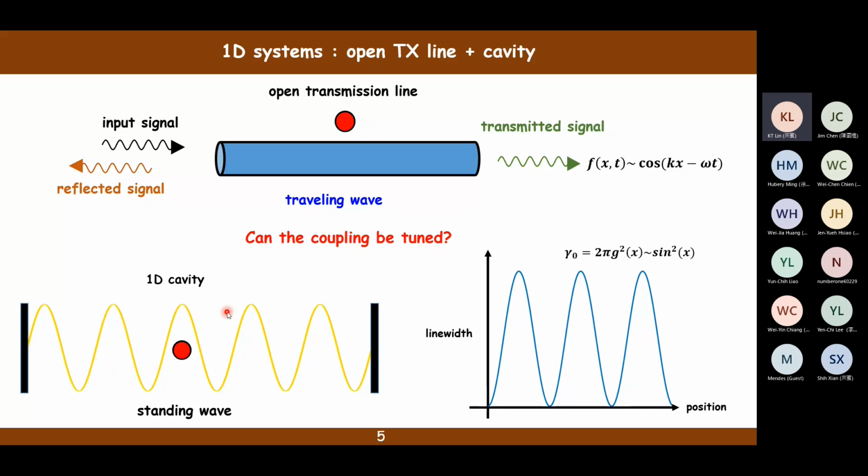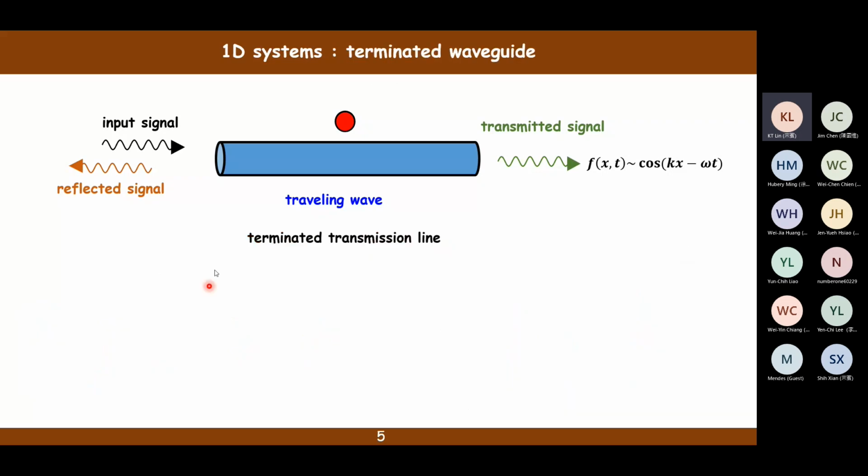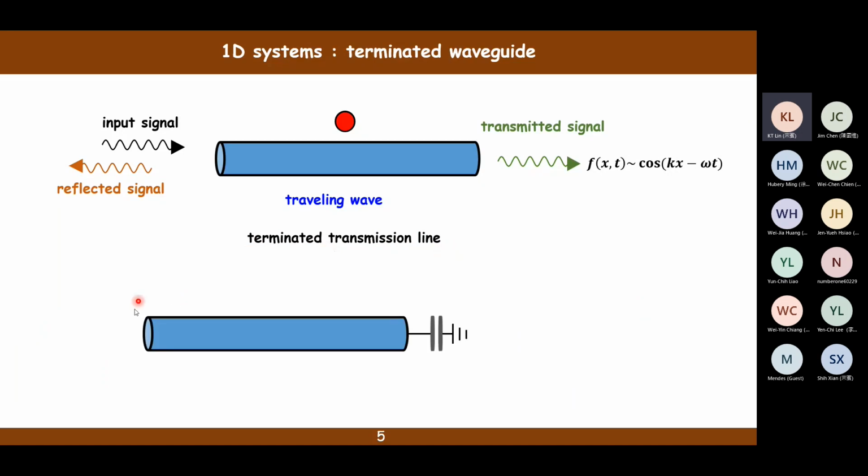So our idea is how to combine the two concepts, and this can be done by using the so-called terminated transmission line. That is, we have a transmission line with one end connected to a very large capacitor, so we can have something like a short circuit, and in this sense, this terminated end can be treated as, or behave like, a mirror.